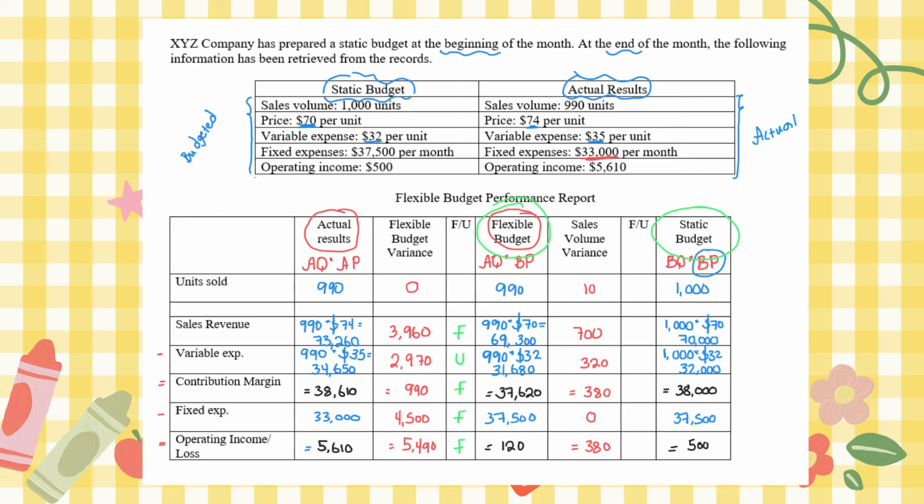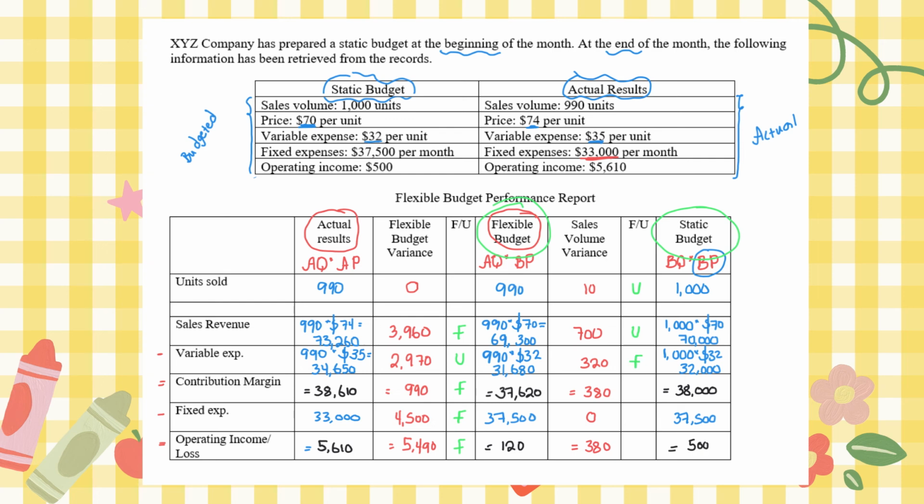Now let's see the sales volume variance. I expected to sell 1,000, I sold 990, so I sold less, so it's gonna be unfavorable. For the sales, I expected to get 70, I got 69, I got less, so it's gonna be unfavorable variance. Variable expense, I expected to pay 32, I paid 31, I paid less, so it's gonna be favorable variance.